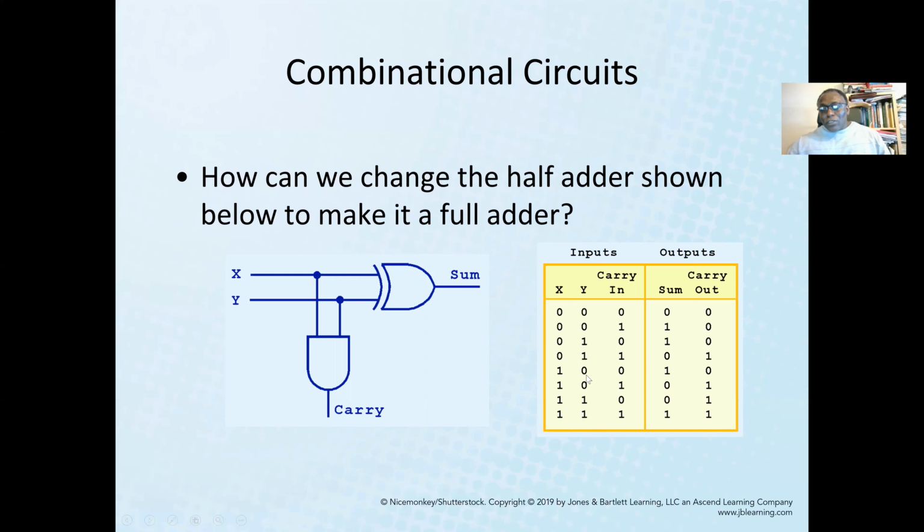So we are doing the same thing as we did for the half adder. 0 plus 0 plus 0 is 0, remainder 0. 0 plus 0 plus 1 is 1, remainder 0. 0 plus 1 plus 0 is 1, remainder 0. 0 plus 1 plus 1 is 0, remainder 1. 1 plus 0 plus 0 is 1, remainder 0. 1, 0, 1 again is 0, remainder 1. 1, 1, 0 again is 0, remainder 1. 1, 1, 1 will be 1, remainder 1.